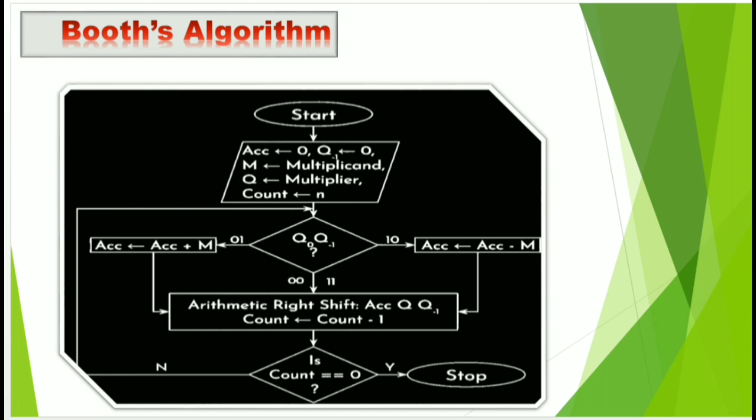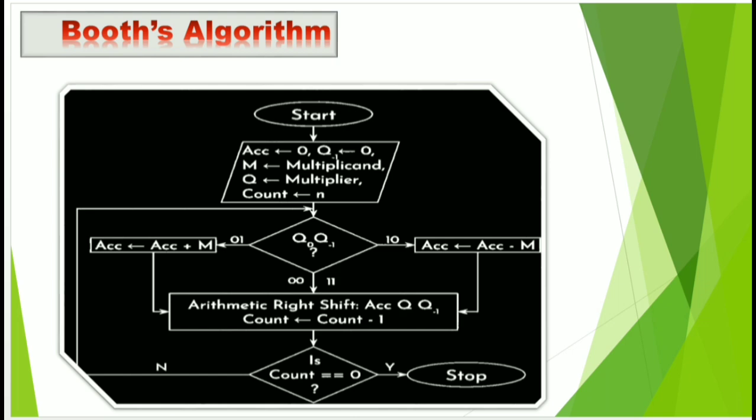Then step 3, arithmetic right shift. After addition or subtraction, we do an arithmetic right shift on accumulator, Q and Q minus 1. This means all the bits are shifted one position to the right. The sign bit of the accumulator, the leftmost bit, remains unchanged to keep the number's sign intact. The bit from Q0 moves into Q minus 1.